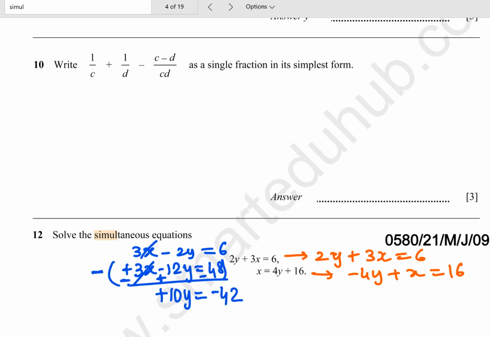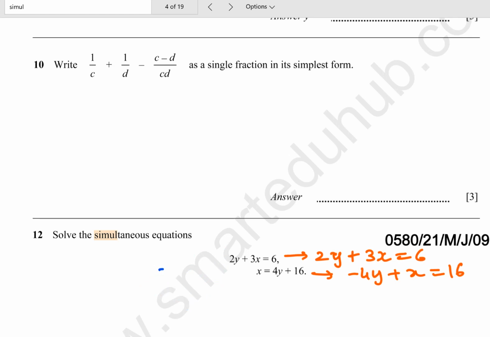Let me just pause the video and think if I've done something wrong in it. Yeah, I found my mistake. See, it was 3x plus 2y. I've written as 3x minus 2y. So I just need to write this quickly. See, the moment you get a decimal, you immediately have to think whether you've done something wrong.